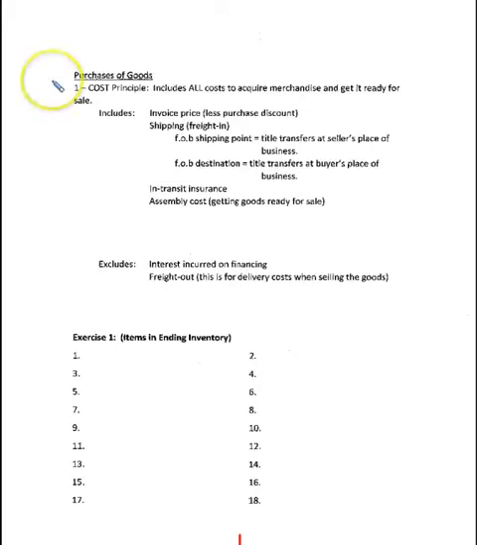In this recording, we're going to continue on with focusing on what is cost for inventory. So again, as a review, the cost principle from the conceptual framework tells us to include all costs to acquire the merchandise and get it ready for sale. So here are typical costs: the invoice price less the purchase discount.